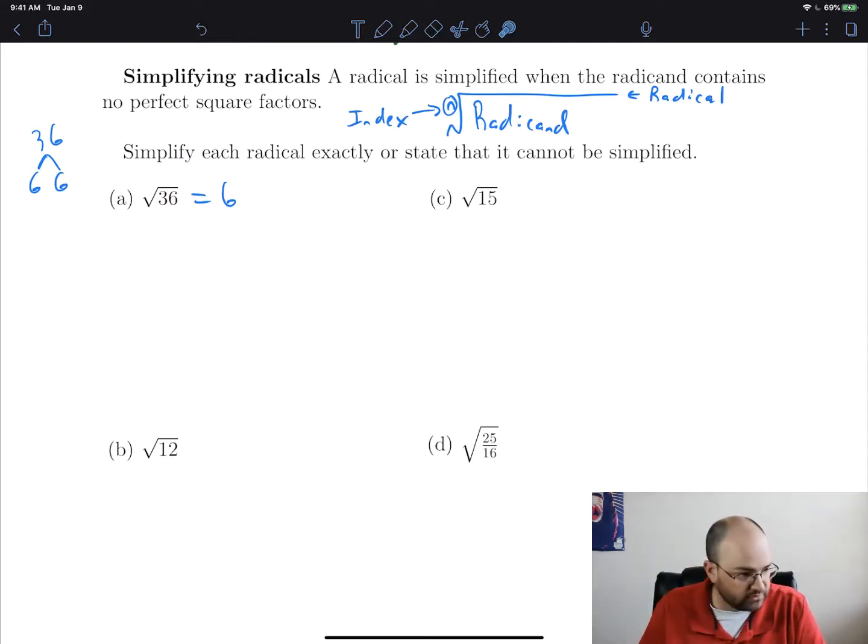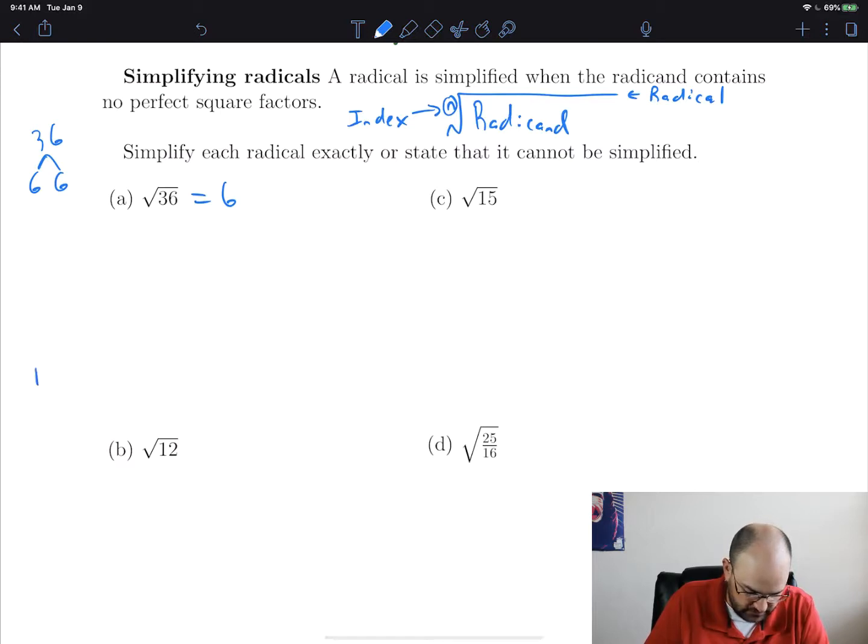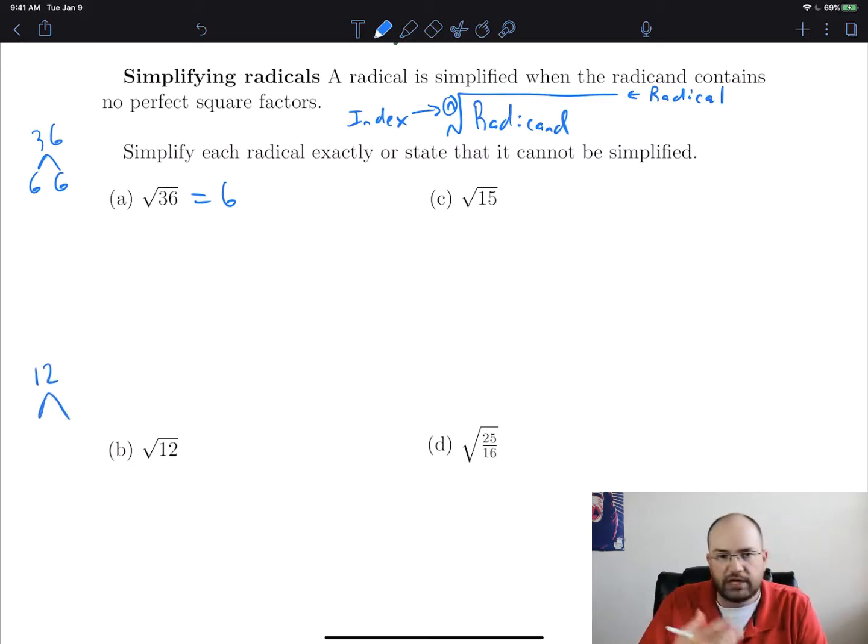Now, let's go to b here. Now, b is the square root of 12. Square root of 12 is a little bit different, because if you tried to do a prime factorization of 12, well, what gives you 12? Well, you're probably going to tell me 6 and 2 and 3 and 4, but that's not really what I wanted. All I want is one of those two.